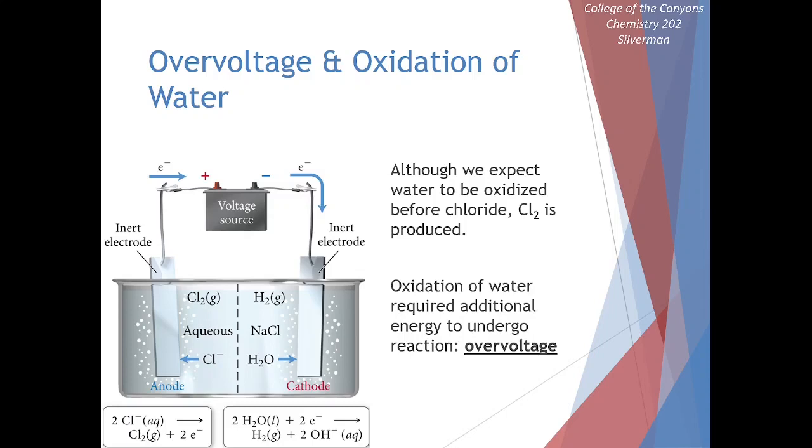In practice, we actually need to go a little bit overboard. We need to do even more of that than we'd expect. We call this an overvoltage. In order to force non-spontaneous reactions to run, we need to go over the expected voltage, at least by a little bit.